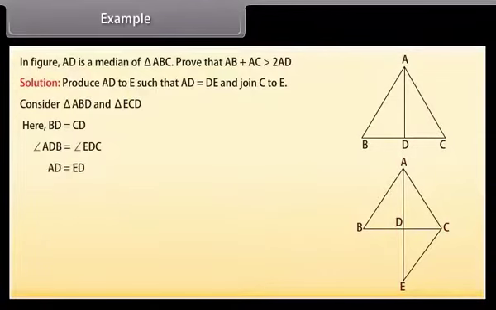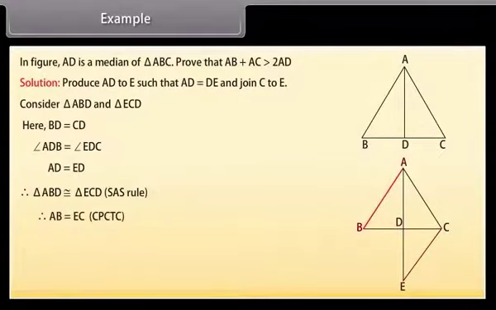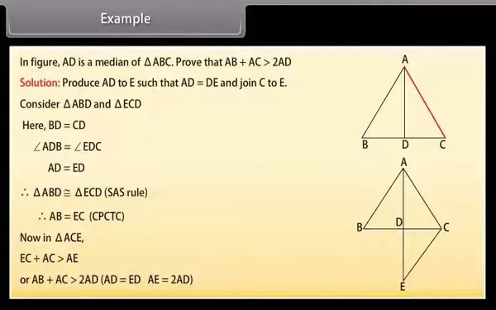AD is equal to ED. Therefore, by SAS congruence rule, triangle ABD is congruent to triangle ECD. Therefore, AB is equal to EC, by CPCTC. Now, in triangle ACE, EC plus AC is greater than AE, or AB plus AC is greater than 2AD, because AD is equal to ED, which implies that AE is equal to 2AD.